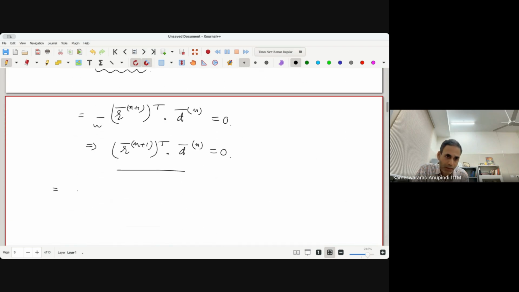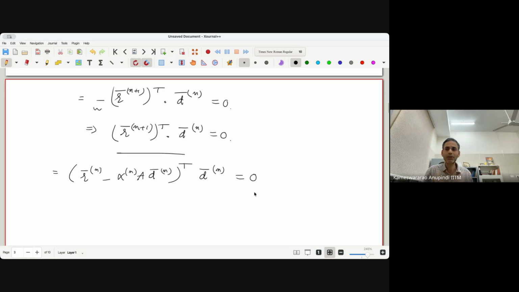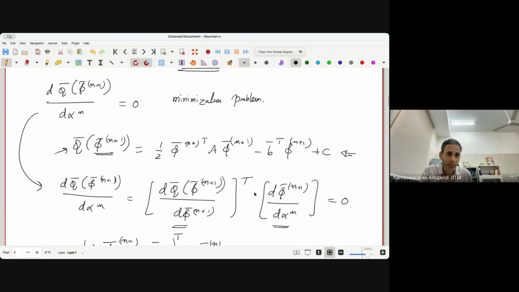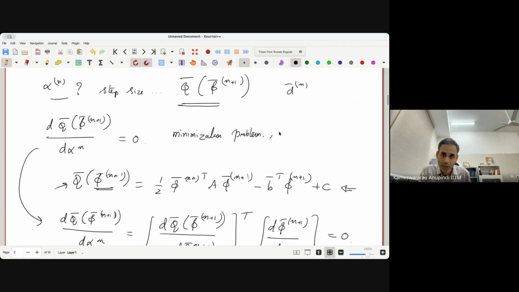Okay, so I can write this as (r bar n minus alpha n A d n) transpose times d bar n equal to 0. Because after all, we wanted to calculate what is the alpha n, what is the step size I should take in the direction dn. That is the motivation with which you started. We are doing this to calculate the step size, that is alpha n.